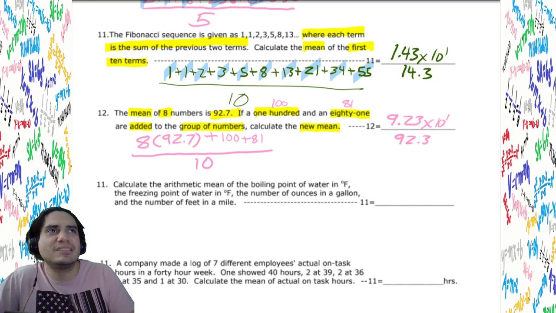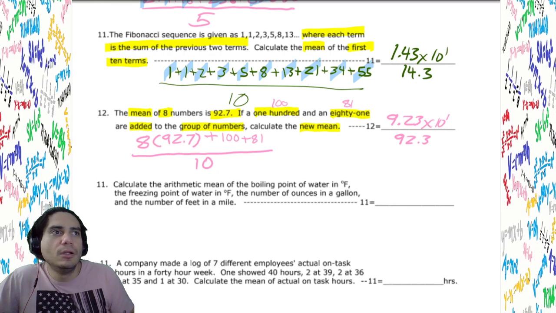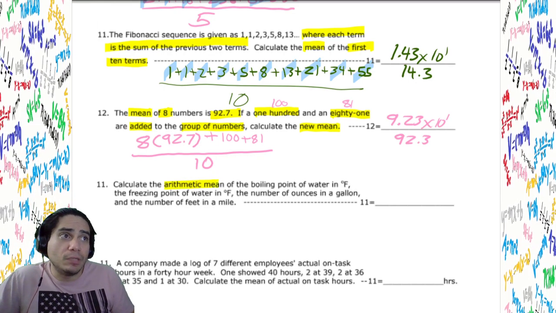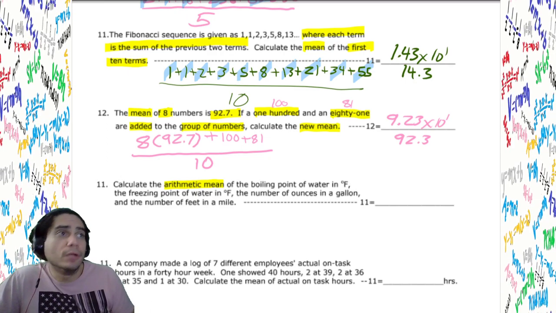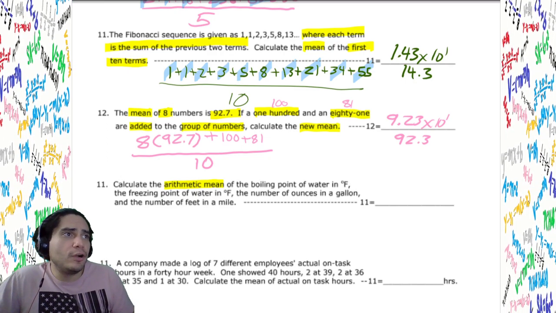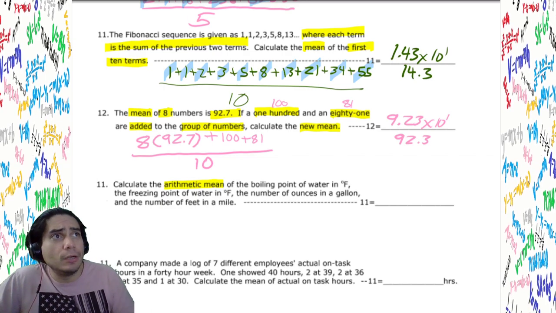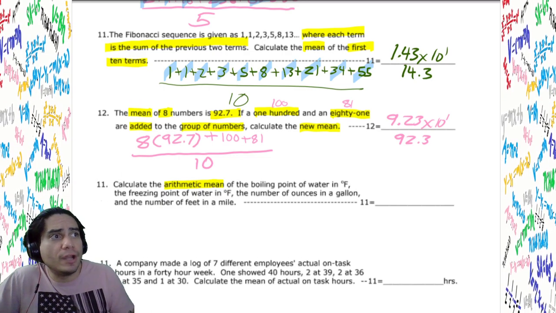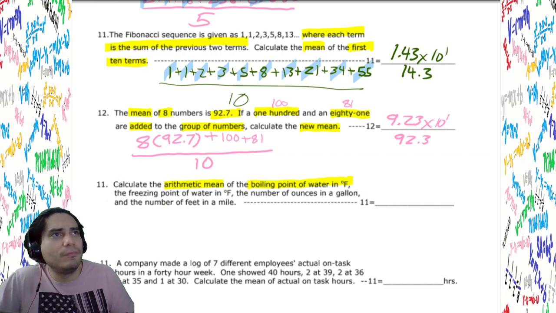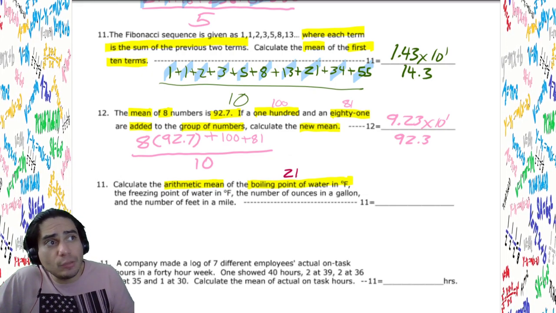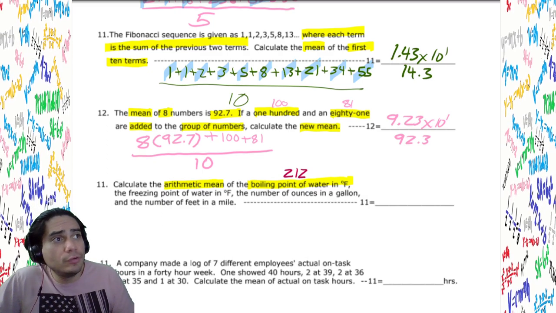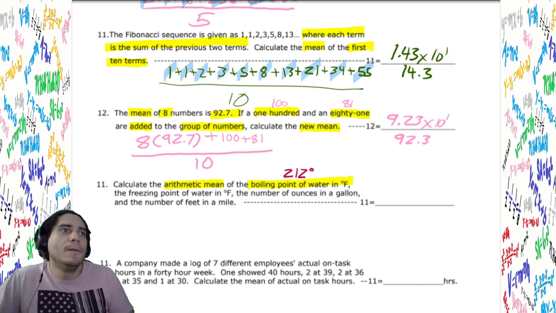All right, ladies and gentlemen, let's keep it going, okay? Calculate the arithmetic mean. I like this one, because now they're using the fancy word of the boiling point of water in Fahrenheit. Okay, so you gotta actually know some math here. Boiling point of water, and not only in boiling point, but we gotta know that actual temperature. I'm gonna tell you right now, it's 212 degrees, okay, 212 degrees.